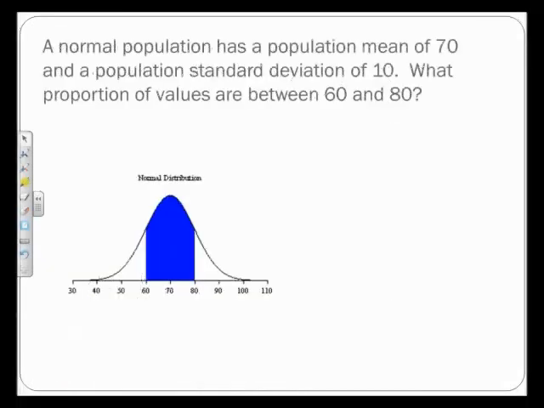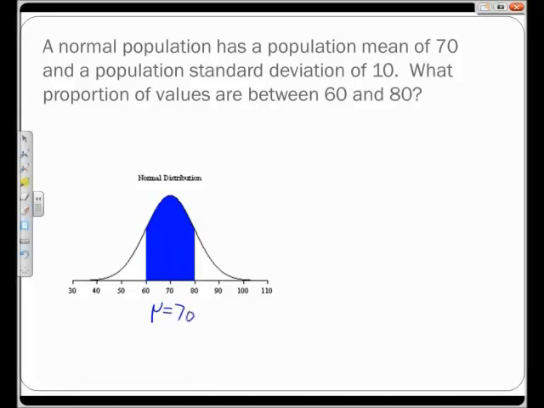Okay, so let's look at a little bit different problem, but using those same concepts here. We have a normal population with a population mean of 70 and a standard deviation of 10. And so what proportion of values are between 60 and 80? 0.68 or 68%. Because we've done 70 plus 10, which is 1 standard deviation, and 70 minus 10, which is 1 standard deviation. It'll be minus 1, but just 1 standard deviation that side. So that's 0.68 or 68%.